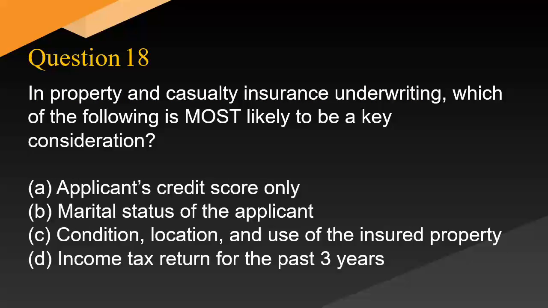In property and casualty insurance underwriting, which of the following is most likely to be a key consideration? A. Applicant's credit score only. B. Marital status of the applicant. C. Condition, location, and use of the insured property. D. Income tax returns for the past 3 years.